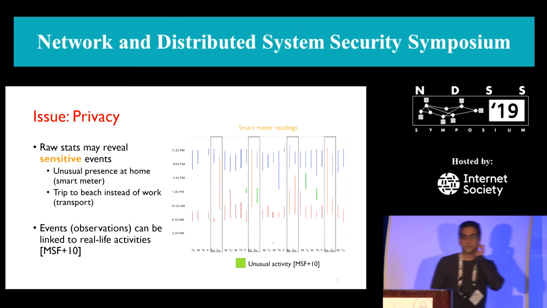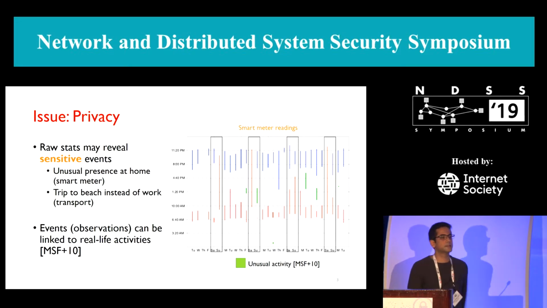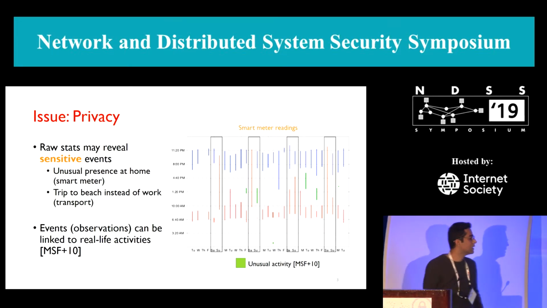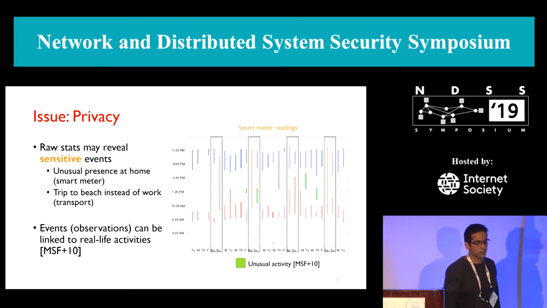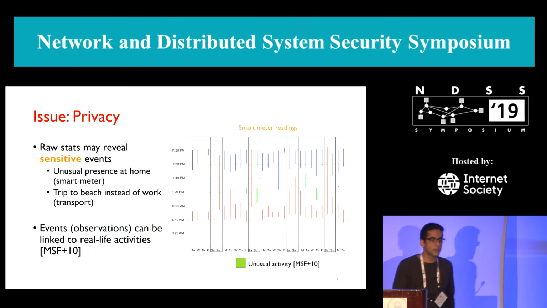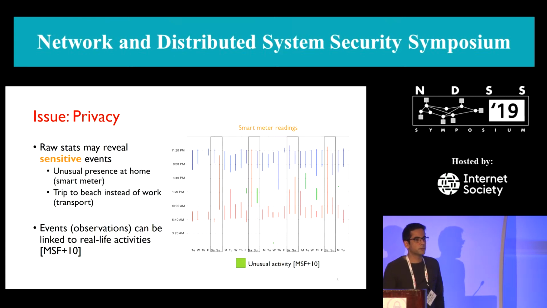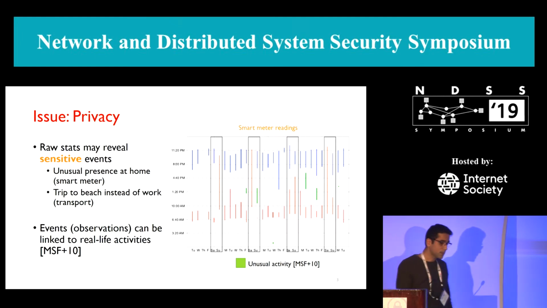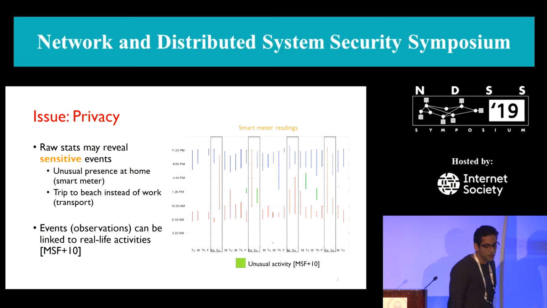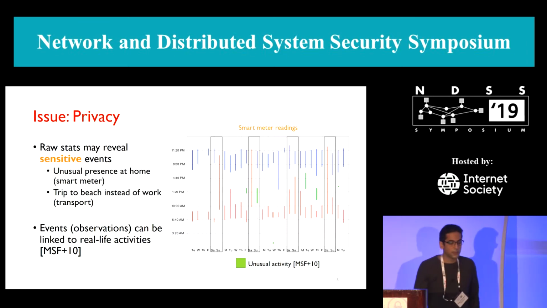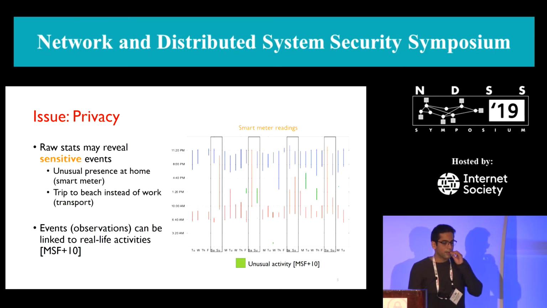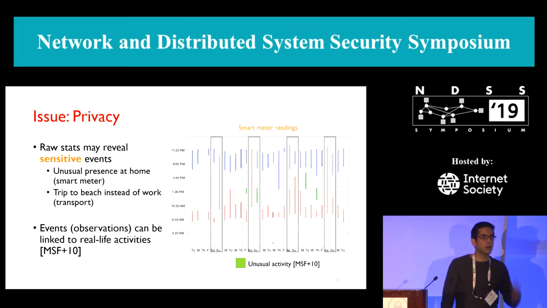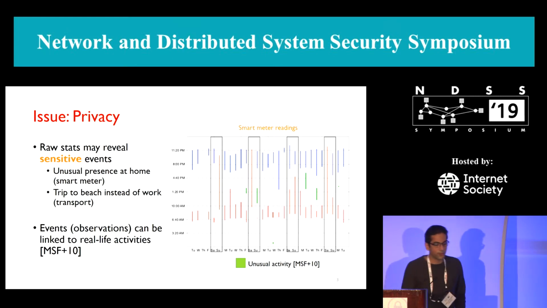The problem, of course, is privacy, because if we release these stats as is, it could result in privacy violations. For instance, in the case of smart meter, looking into those smart meter readings could actually tell whether someone is unusually present at home. Similarly, for transport use case, people could look into that data and guess if you went to work or not. And there are actually studies which show that you can link these raw readings to actual real-life human activities and thus violate people's privacy.